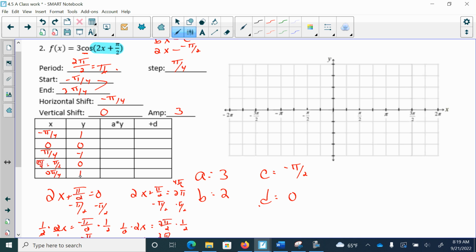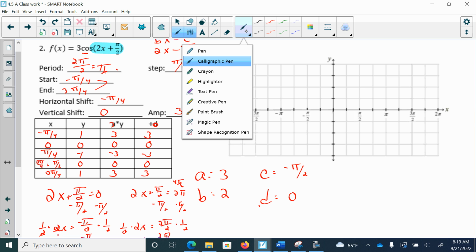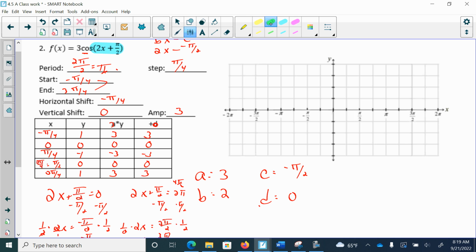Now for the next column, I'm multiplying by my a, which is 3. And you might want to put that 3 in there. So multiply every number by 3. And finally, the last column is to add d, which in this case means I'm going to add 0, which means that one column is not going to change at all. When I go to the graph, I'm looking at that first column and the last column. Remember, everything else is work in progress.